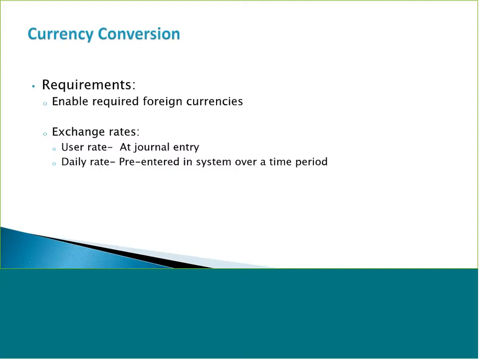Daily rates, on the other hand, are pre-entered before we do the journal. So all you have to do at the time of journal entry is select a particular rate type, and we will look at what rate types are. Then under that rate type, there will be the effective exchange rate for that particular day. And so whatever foreign currency amounts you enter, they will be converted to the functional currency using that particular exchange rate entered for that rate type.